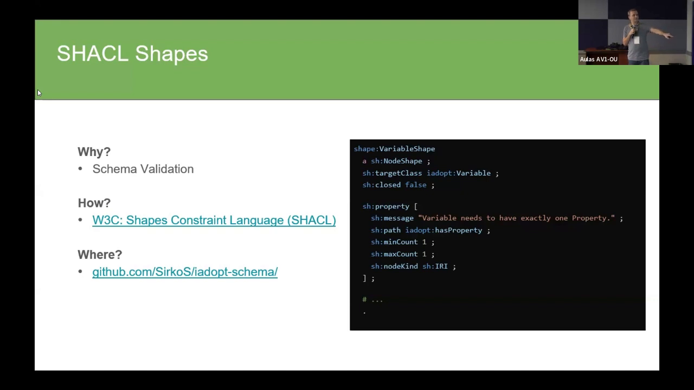If you want to have a look, this is still under construction, but here you have the URL where currently all those schema files are residing. And we are looking at what we can actually validate. So most of the stuff is cardinalities, but we are trying to look at what else can be validated.